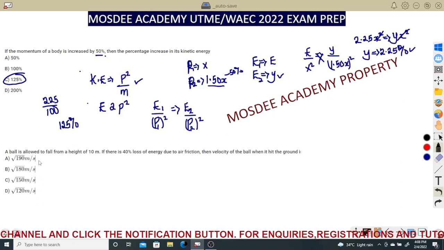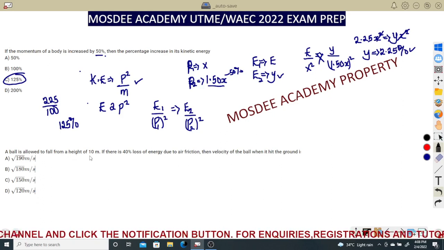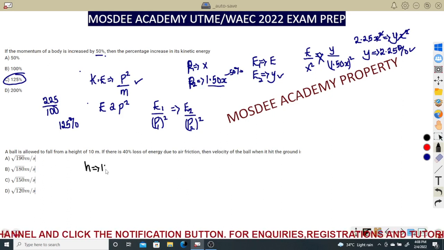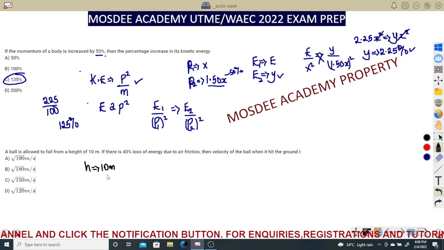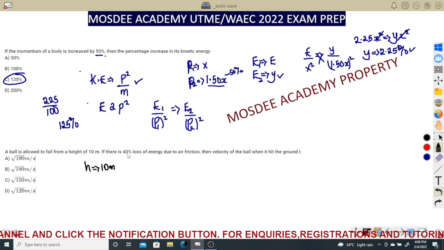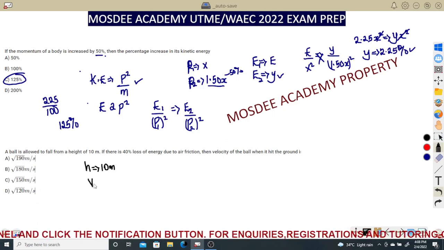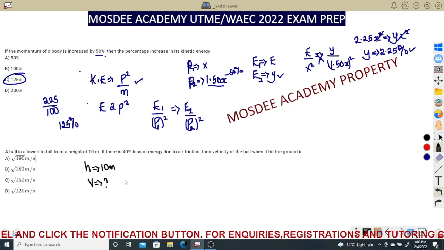The next question says, a ball is allowed to fall from a height of 10 meters. There is a height which is 10 meters. I'm thinking the way students think, so I don't want to make it advanced or technical. There is a 40% loss of energy due to air friction. Then the velocity of the ball when it hits the ground is the question.